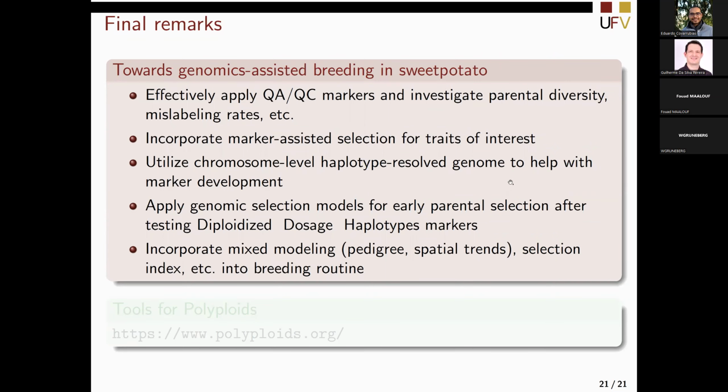Now we are about to release a chromosome-level haplotype-resolved genome for sweet potato. So that's for sure going to help us with marker development for these traits, because at first it was more like trial and error, right? Now we can actually target the haplotype we want.